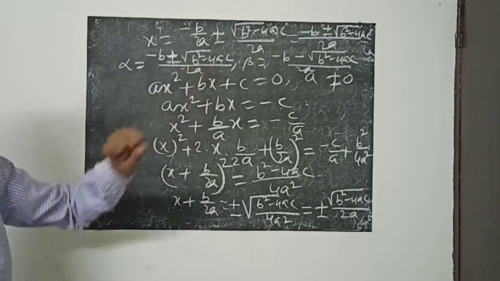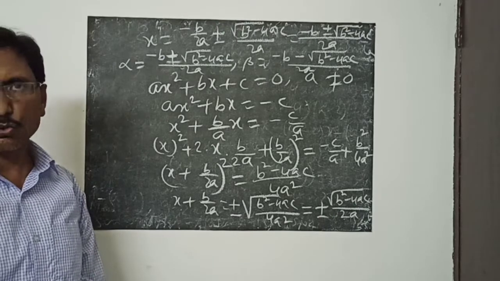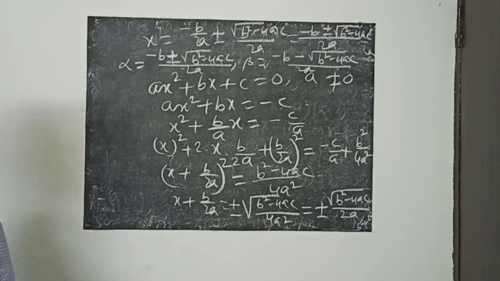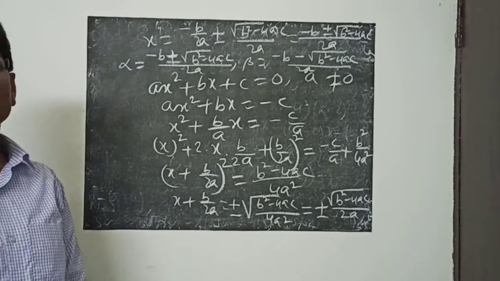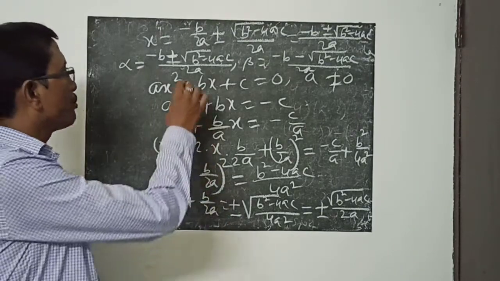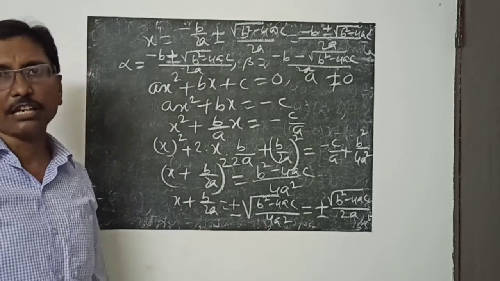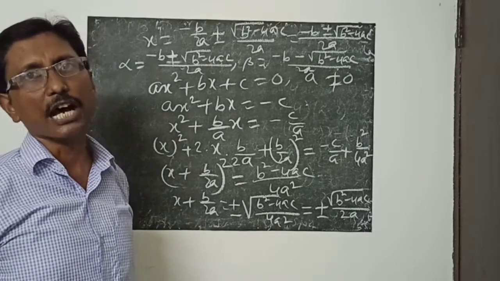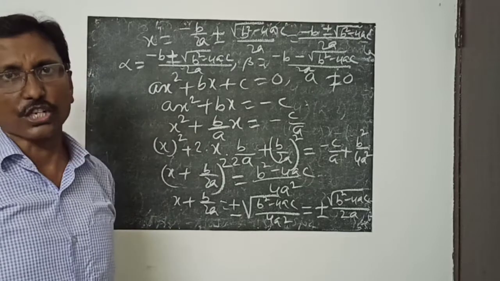So you have b square minus 4ac under the root. On the basis of that value, we can get the roots of the equation. This b square minus 4ac is known as the discriminant of the equation.